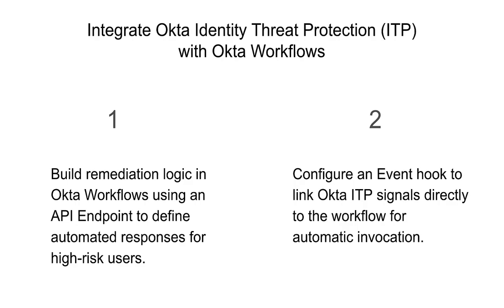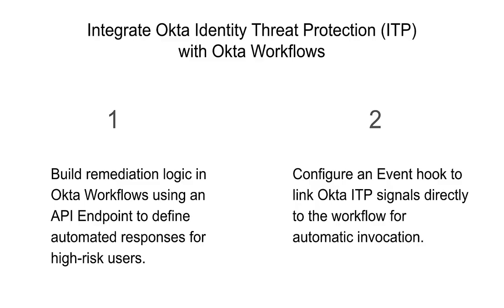In this video, we are going to remediate a critical identity threat by processing a real-time signal from Okta Identity Threat Protection, that is ITP, using an event hook. Firstly, we will build the remediation logic in Okta Workflows using an API endpoint to define the automated response when the user's status is high risk. Then we will configure an event hook to link the threat detection to the workflow, ensuring the remediation is invoked automatically to restore a secure state. Post that, we will test this flow.